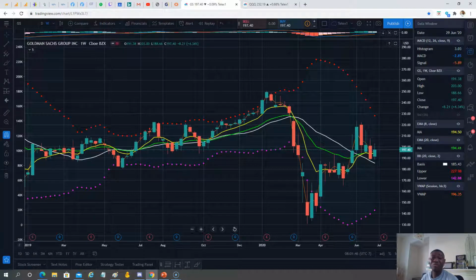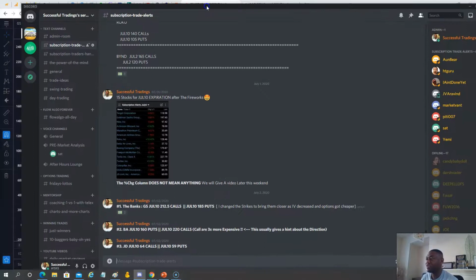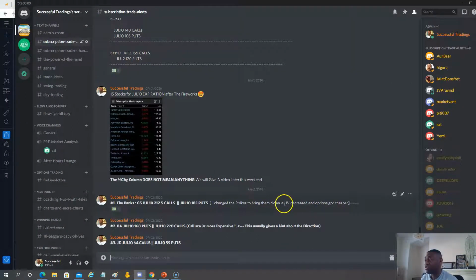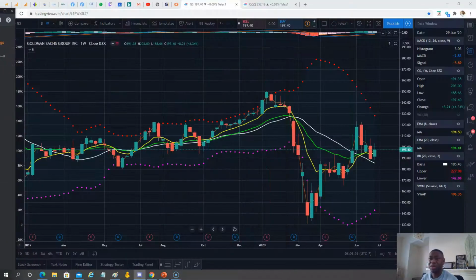I'm using 185. Oh, actually, I adjusted them. Oh, okay. Look what happened here. You see in my brain. So I changed the strike to bring them closer as the implied volatility decreased and the option got cheaper. So the 212 and the 185. Thank you, Telex, for paying attention. 212 and 185. So the size of this one was $15, meaning that will get us within that 212.